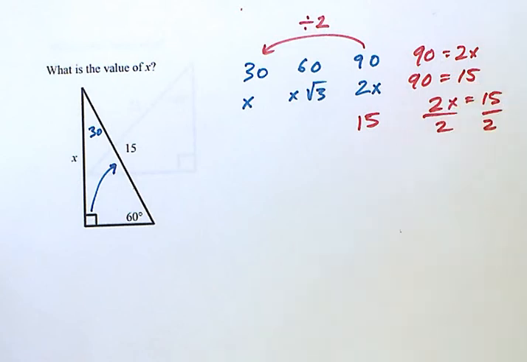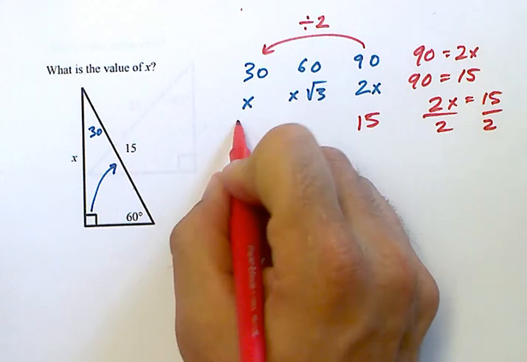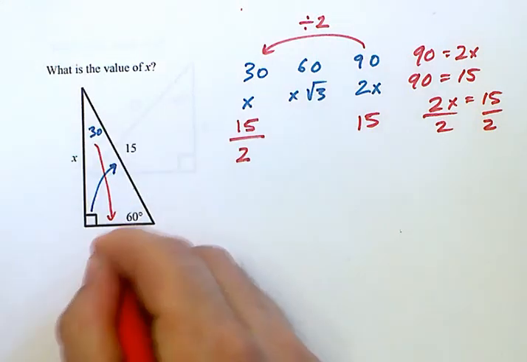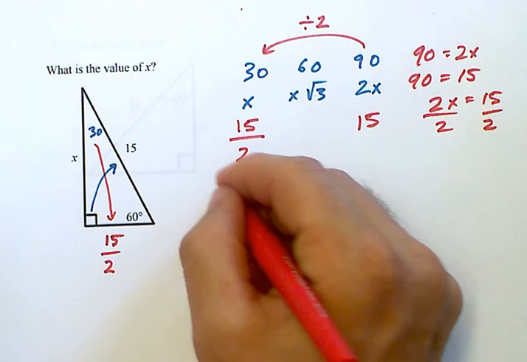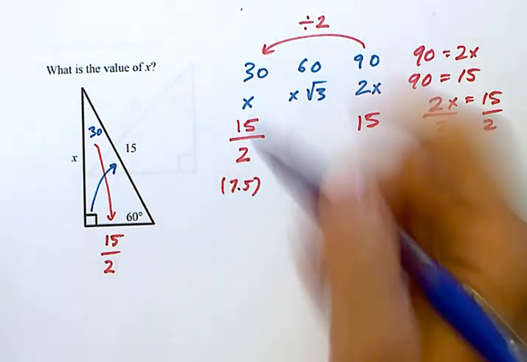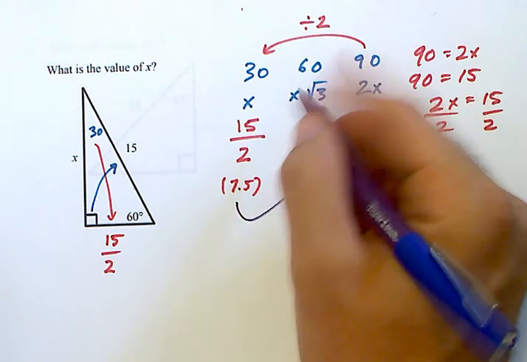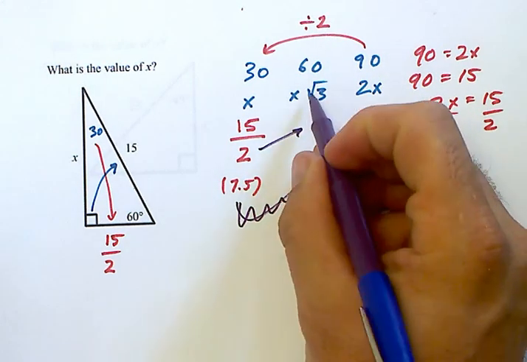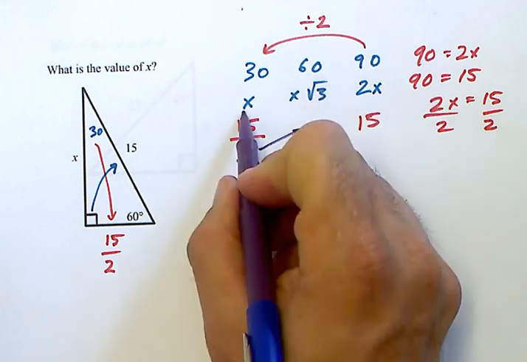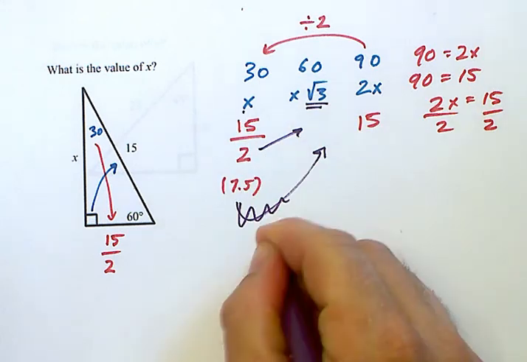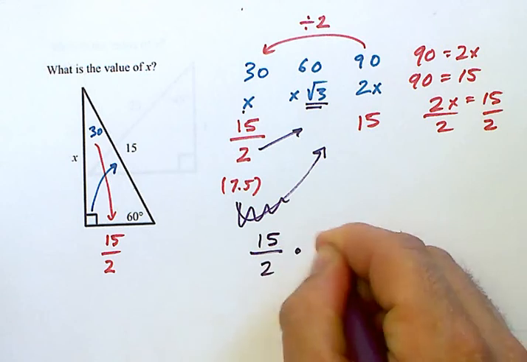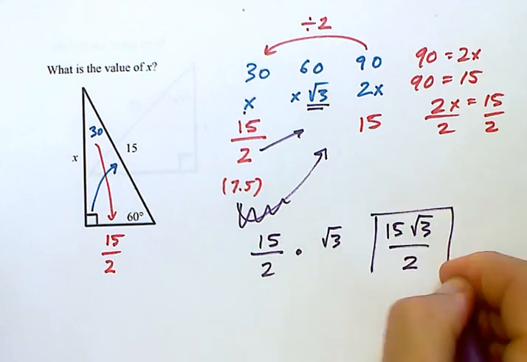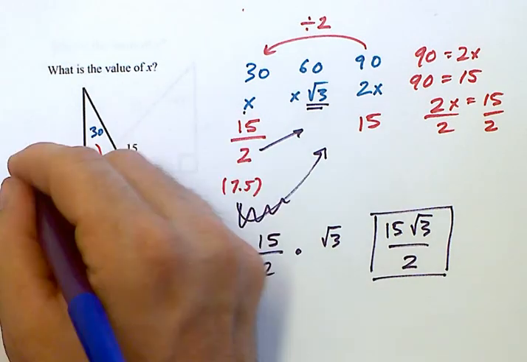But what you'll see in some of these is that this side opposite 30 is left as 15 over 2. So this side here is 15 over 2. They won't make it 7.5. Now, to go from 30 to 60, you're multiplying by square root of 3. You take your x, and you multiply to get x square root of 3. So I go 15 over 2, multiply by square root of 3, and I'll get 15 square root of 3 over 2. And this would be my final answer for the side opposite 60.